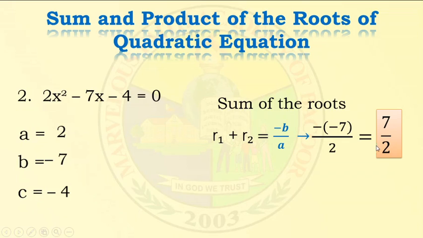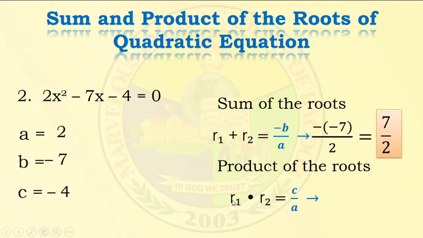And then over 2. Take note ulit na hindi pwedeng maging decimal yung sum of roots natin. Okay? It can be a whole number or a fraction. Okay? Next, for the product of roots, we have r sub 1 times r sub 2 equals to c over a. Okay, so for the value of c, we have negative 4, and for the value of a, we have 2. Okay, so negative 4 divided by 2, the answer is negative 2.